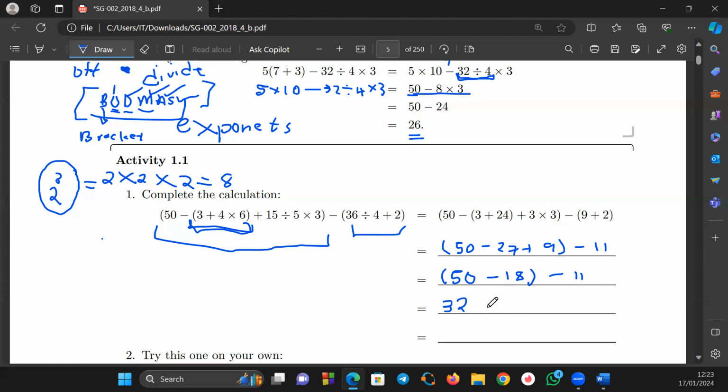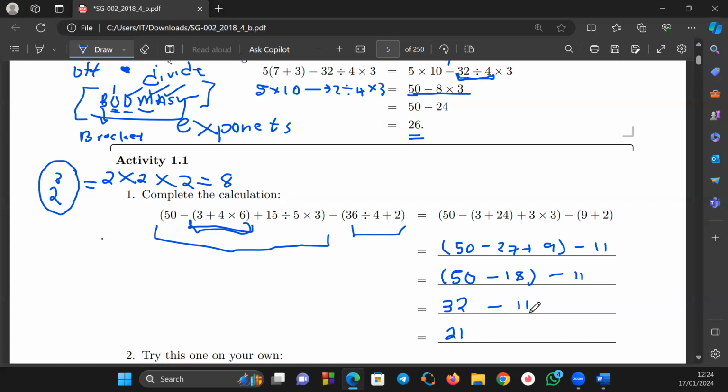You want to get 32 minus what? 11. Then after that, when you have 32 minus 11, you can now write your final answer. So your final answer is going to be 32 minus 11, which is 21, not 20. Yeah, it's going to be 21.